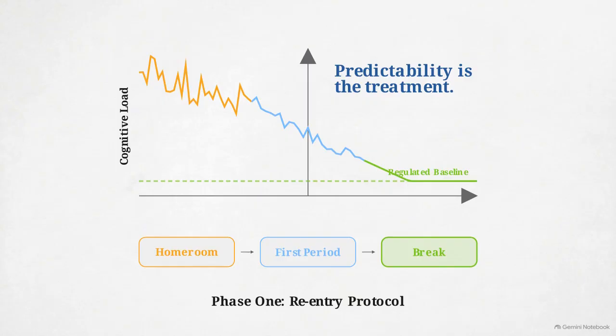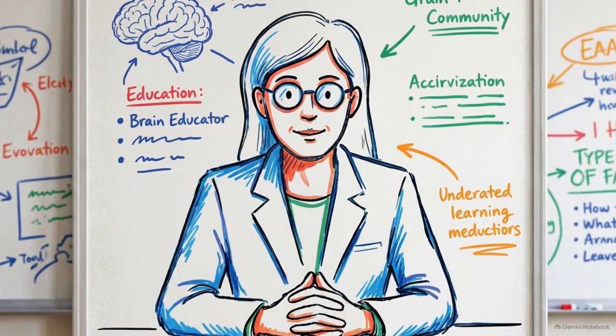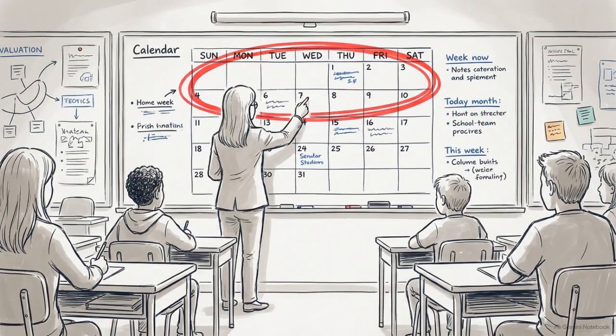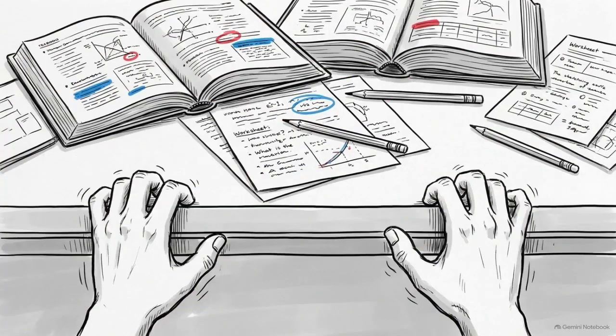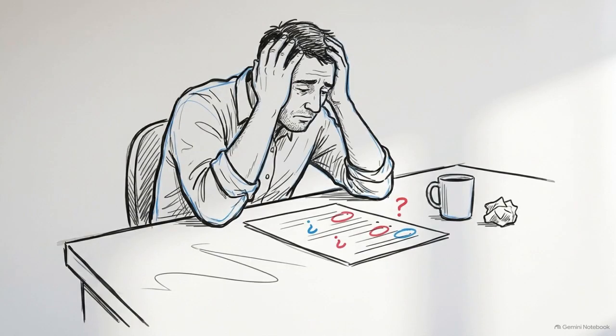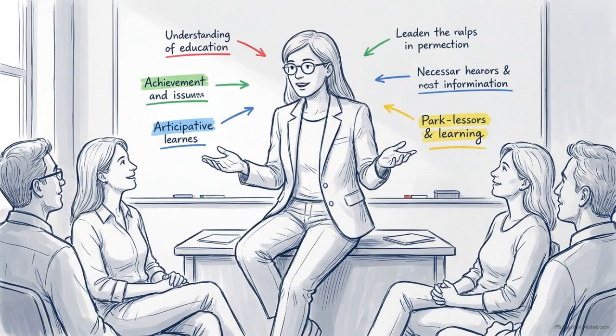Predictability is the treatment. Step 2 requires clear communication. Staff need to verbally acknowledge the difficulty of the re-entry period out loud to their students. When students struggle to match the sudden speed of the classroom, they often internalize it as a personal failure. Naming the transition directly removes the shame of finding the week difficult.